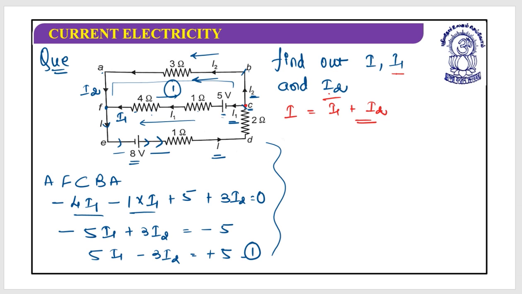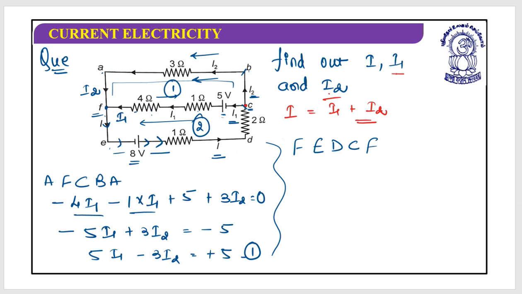Is it clear? Now let me write one more loop. Suppose we are taking the second loop of this. It's F, E, D, C and F, starting from here and ending up here.